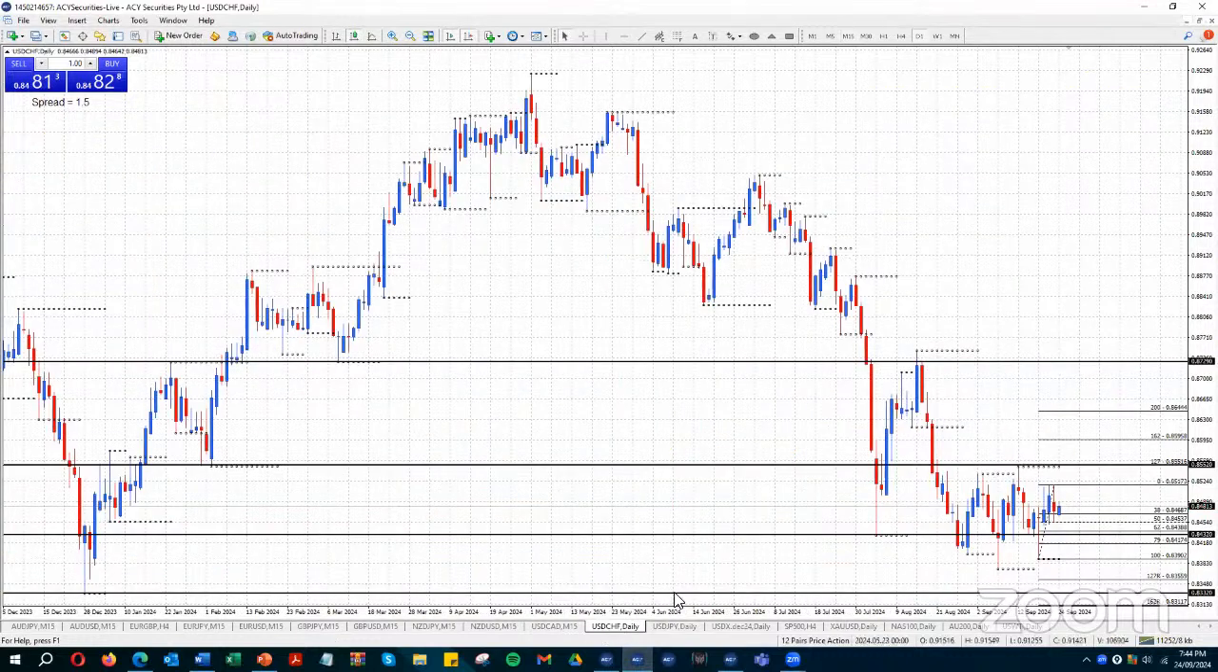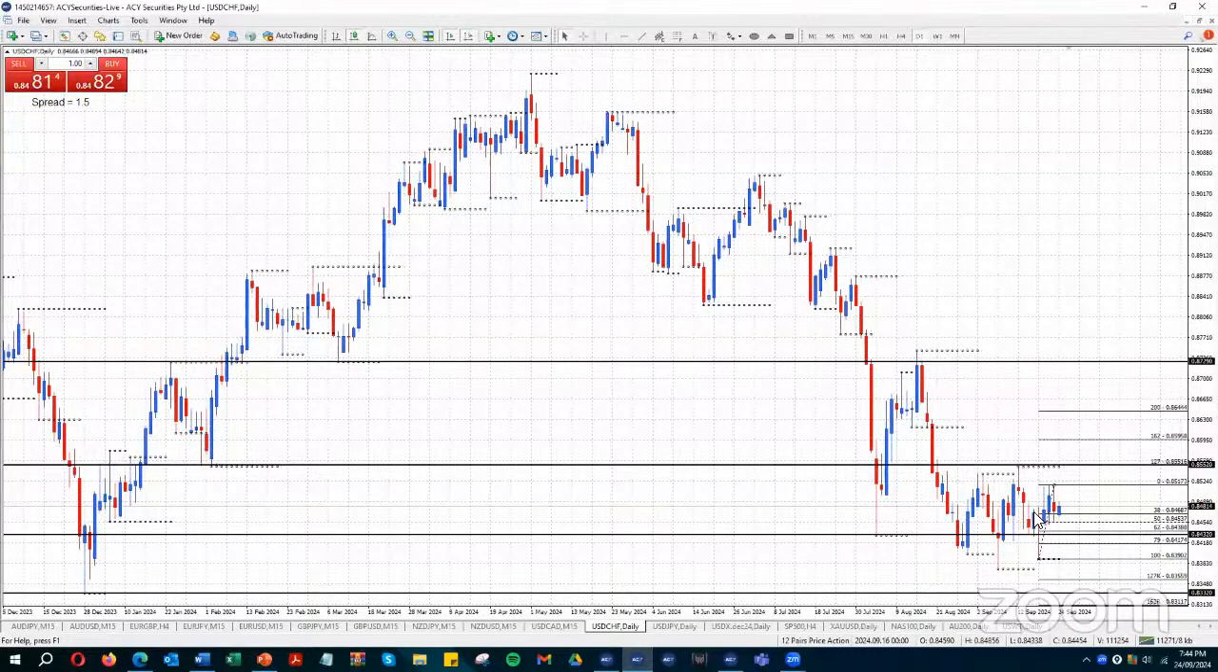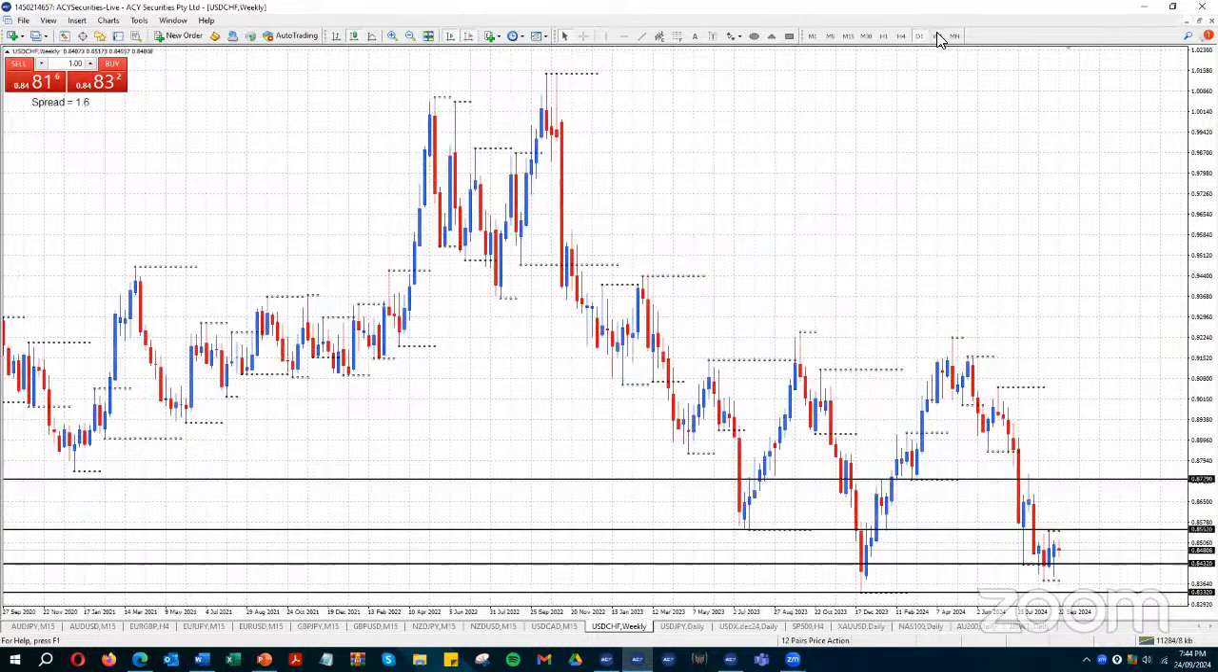All right, dollar franc, it's very sideways. It's very difficult at the moment. It's sitting on weekly support. It keeps getting support where I've been saying, but it's terrible price action. I wouldn't trade this at the moment.